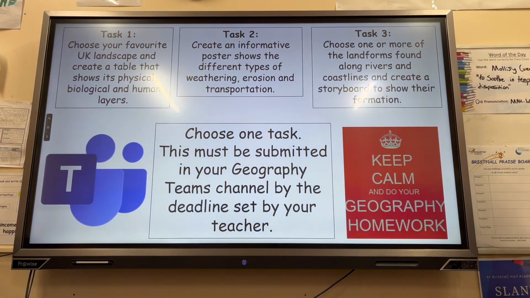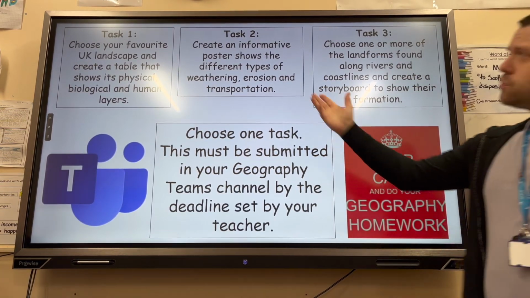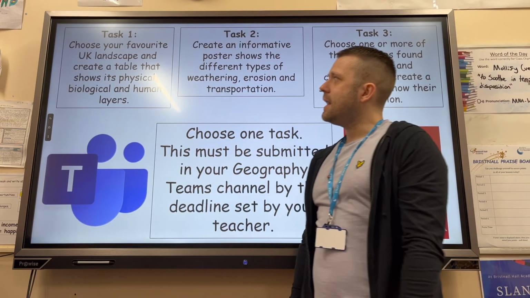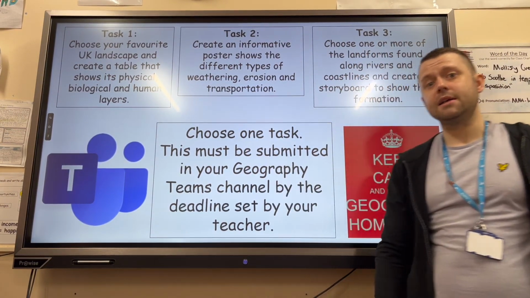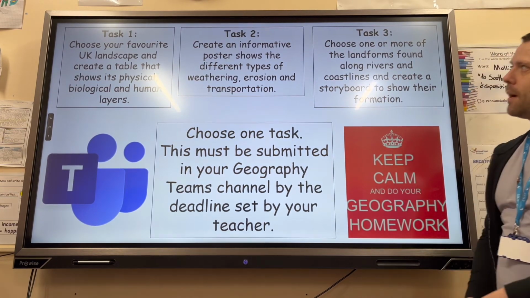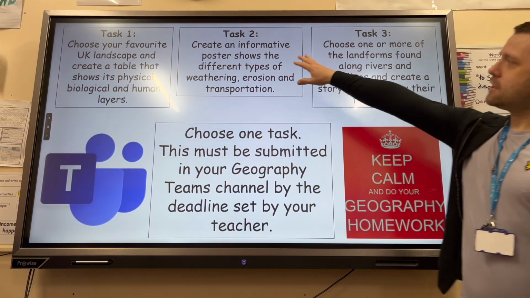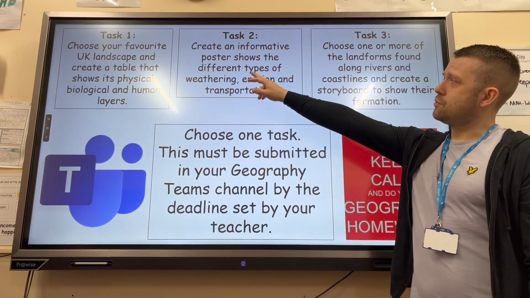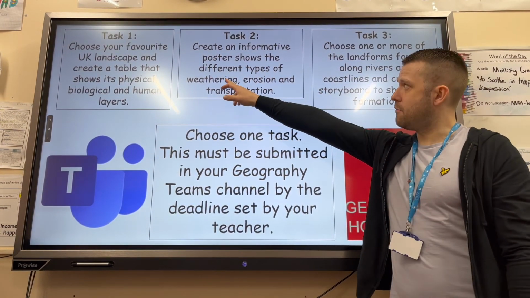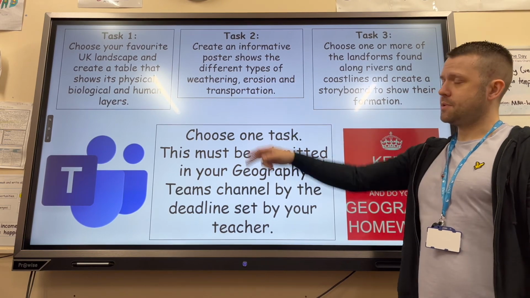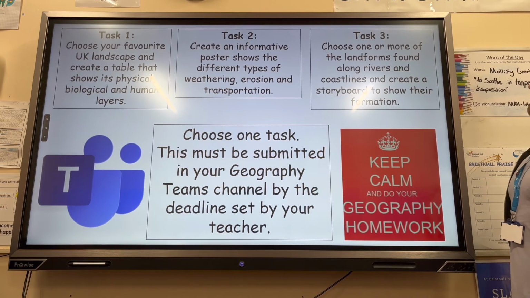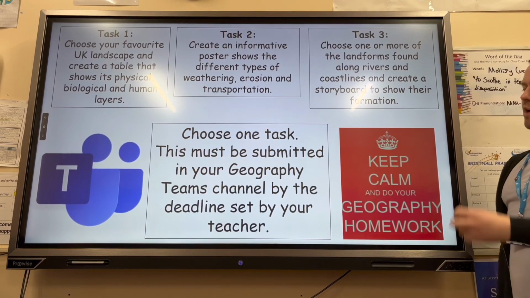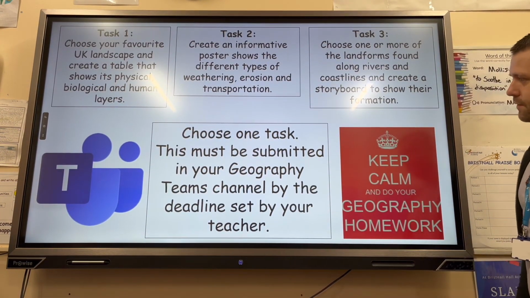So, now we've watched this video, you have got 3 homework tasks to complete. Task 1 is choose your favourite UK landscape and create a table that shows its physical, biological and human layers. That was towards the start of the video, you can go back and re-watch it. Next one, create an informative poster that shows different types of weathering, they're your subaerial processes, erosion and transportation, they're your marine processes. And finally, choose one or more of the landforms found along rivers and coastlines and create a beautiful storyboard showing their formation.